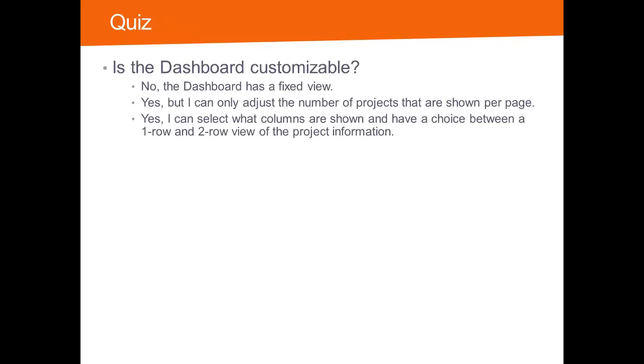Here comes the quiz. First question. Is the dashboard customizable? No, the dashboard has a fixed view. Yes, but it can only adjust the number of projects that are shown per page. Yes, I can select what columns are shown and have a choice between a one-row and two-row view of the project information. The correct answer is yes, I can select what columns are shown and have a choice between a one-row and a two-row view of the project information.